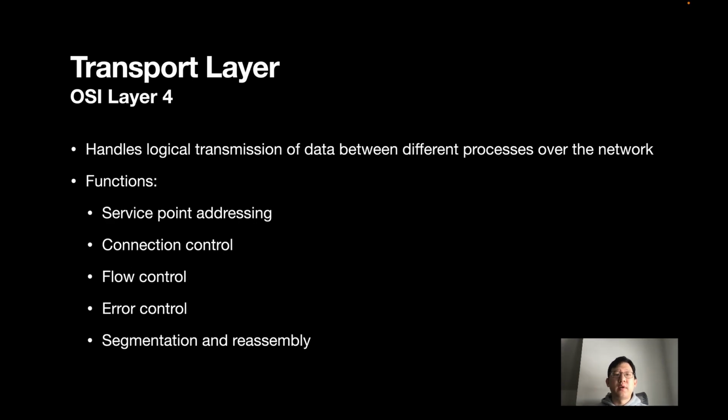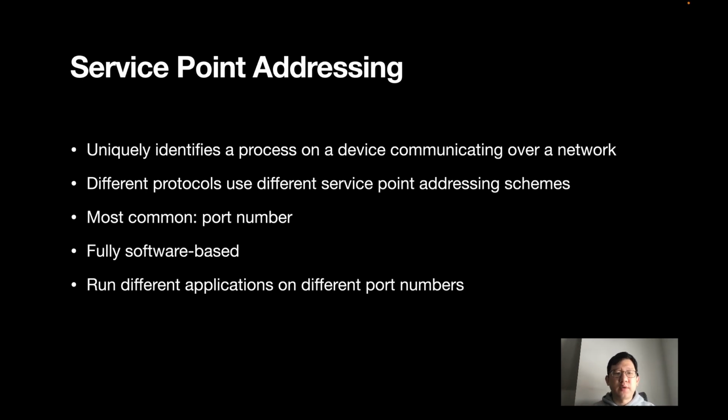The transport layer handles logical transmission of data between different processes over the network, and the emphasis is on processes. It provides a number of different functions. It provides service point addressing, connection control, flow control, error control, and segmentation and reassembly. Let's start with service point addressing. The service point address uniquely identifies a process on a device that's trying to communicate over a network, similar to the physical address in MAC layer and the logical address in the network layer.